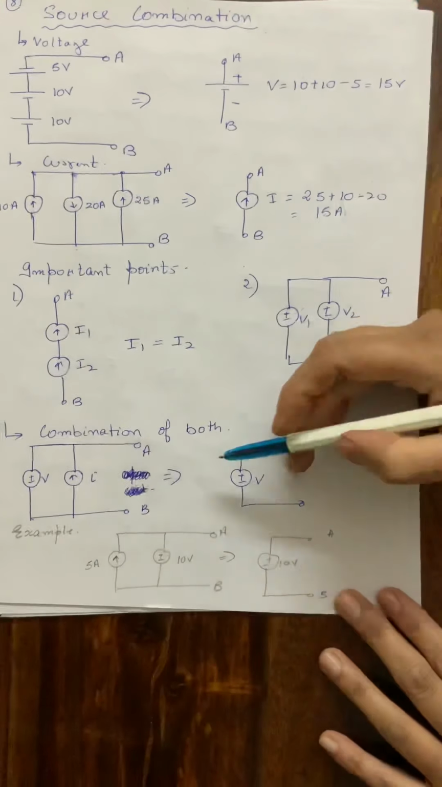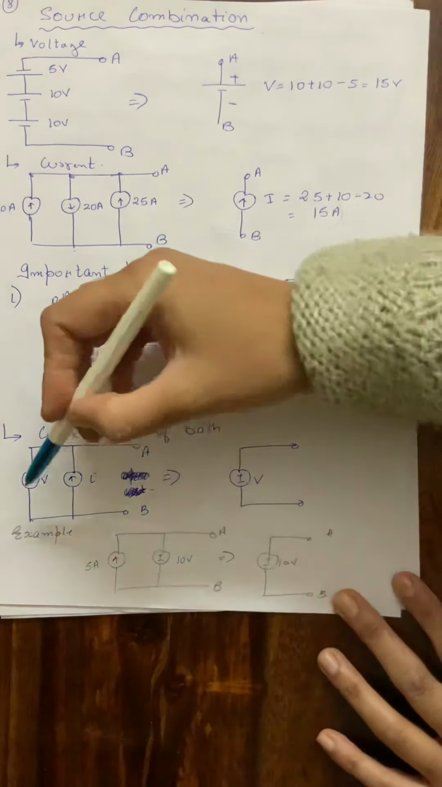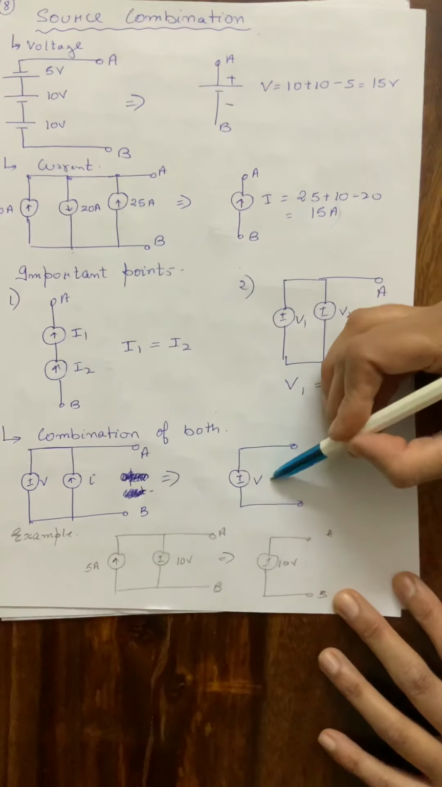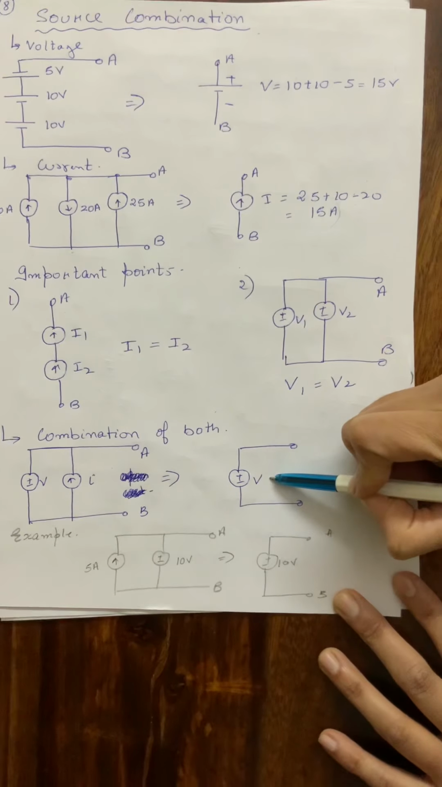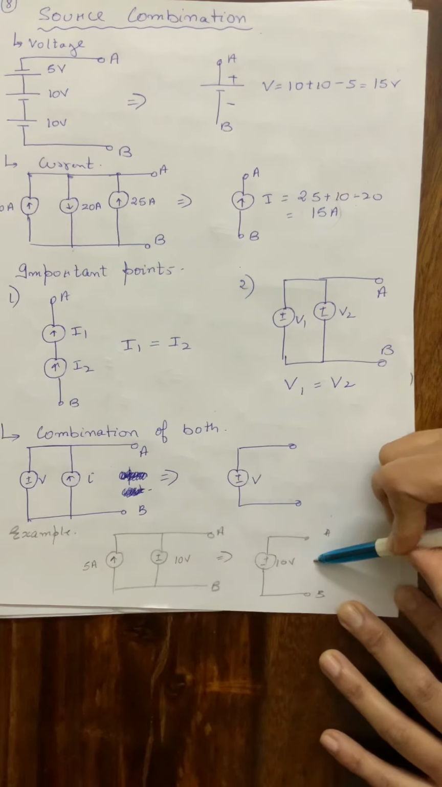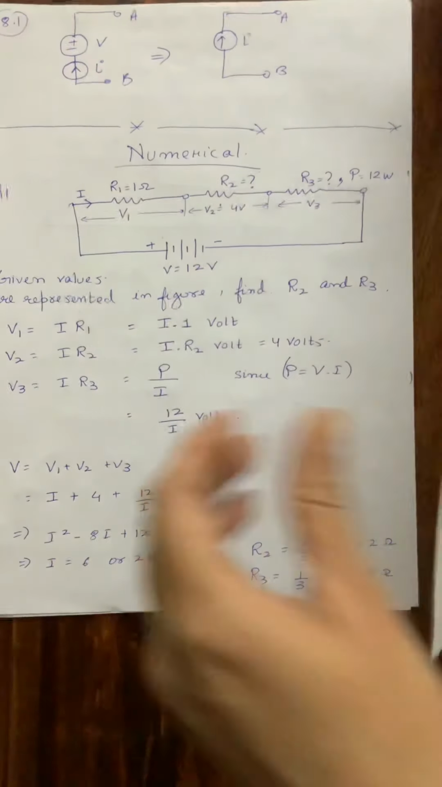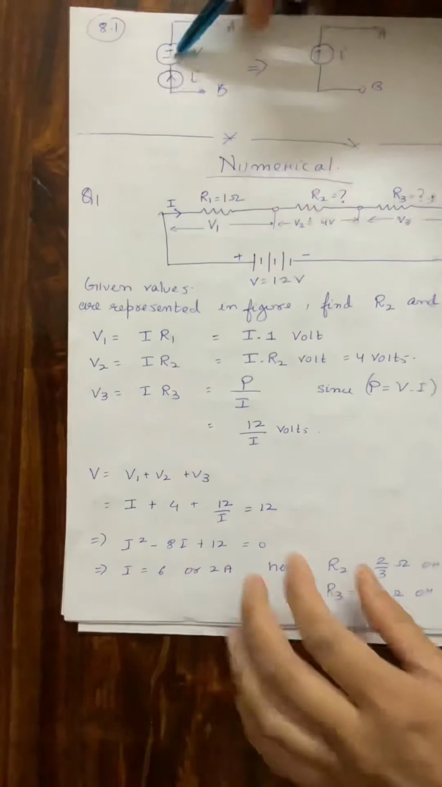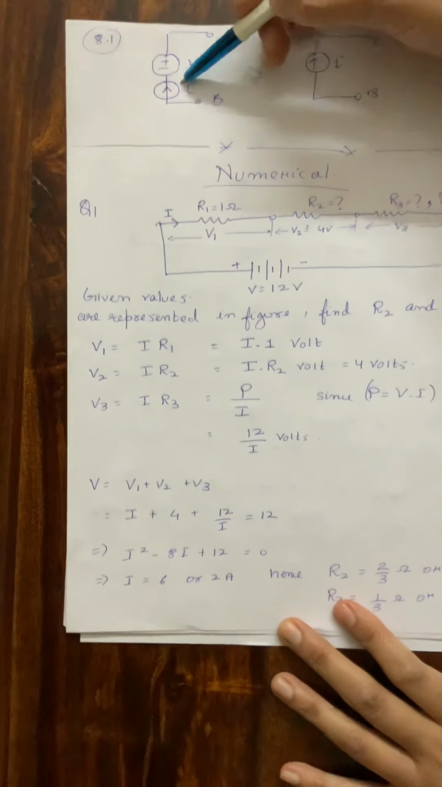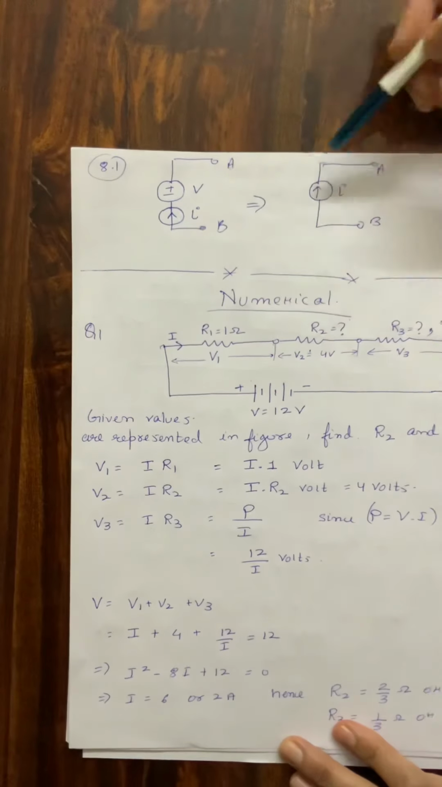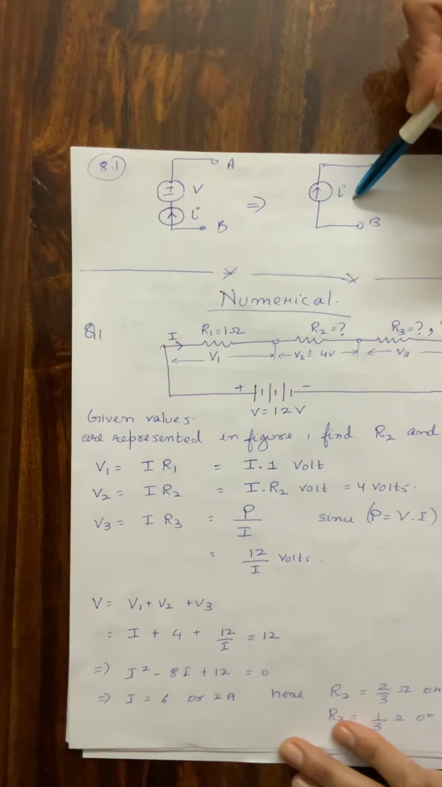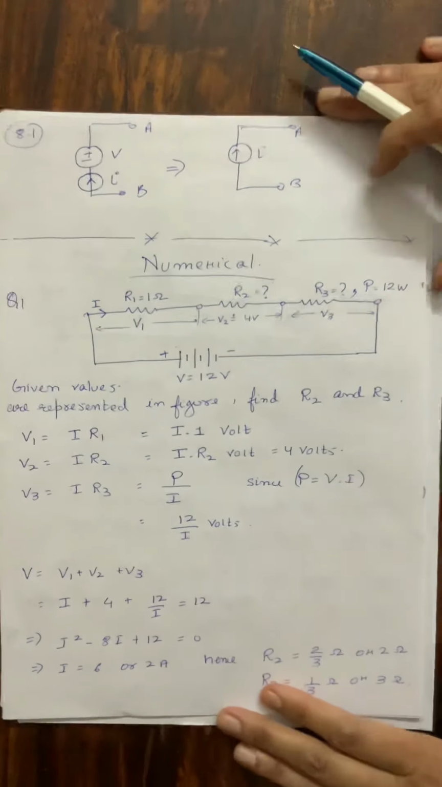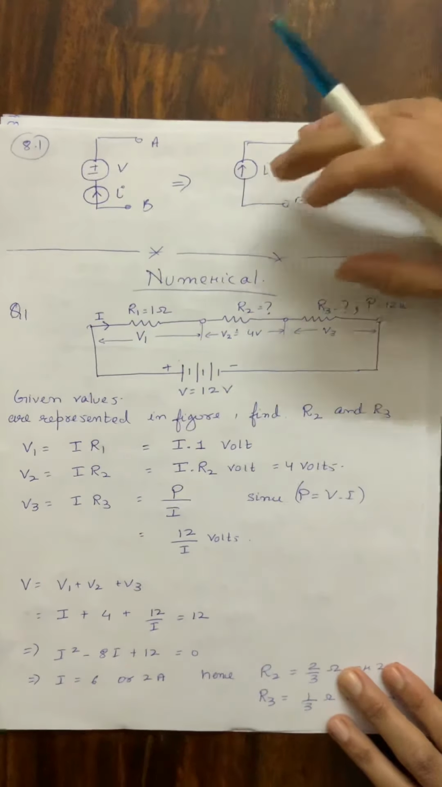So let's see now a combination of both. If there is a voltage source and a current source in parallel, then the voltage source is the main source. For example, I have shown here. And if there is a voltage source and a current source in series, the equivalent source will be the current source because they are in series. So please note these small things just to solve the numericals easily.